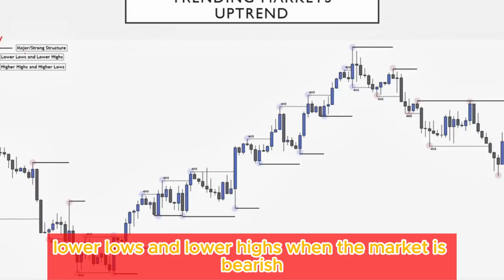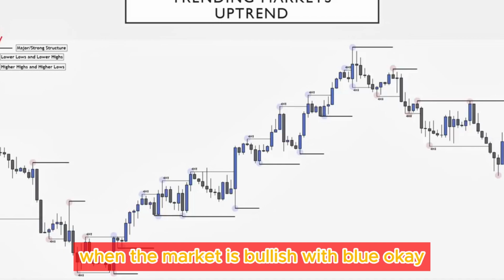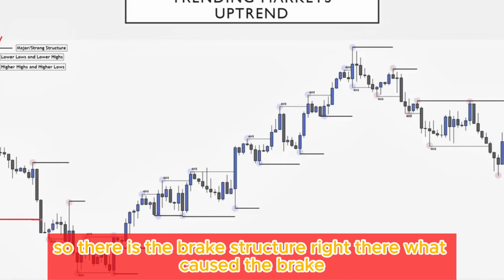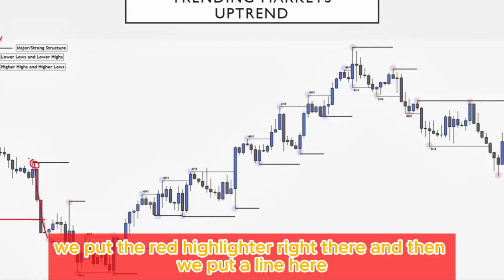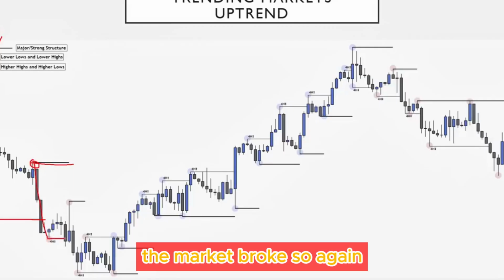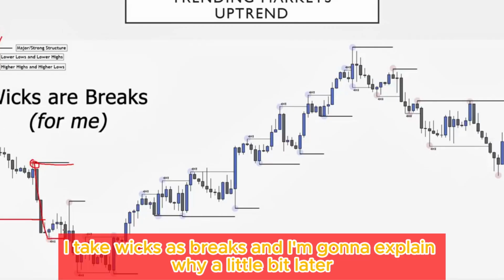Lower lows and lower highs when the market is bearish, mark them with a little bit of a red highlighter. When the market is bullish, with blue, okay? So there is the break of structure right there. What caused the break? We track the market back. It's this guy. We put a red highlighter right there, and then we put a line. Here the market broke. So again, just before I continue, I take wicks as breaks, and I'm going to explain why a little bit later.